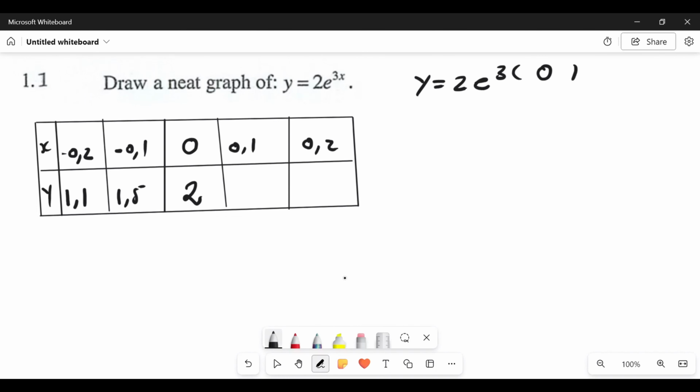There we go. Now what about when x is 0.1, on the positive side? Our y is going to be approximately 2.7. When x is 0.2, our y is going to be 3.6. So this is basically what our table looks like. We're going to use the values in this table to draw our exponential graph. Let me first draw the Cartesian plane and let's start plotting the graph.